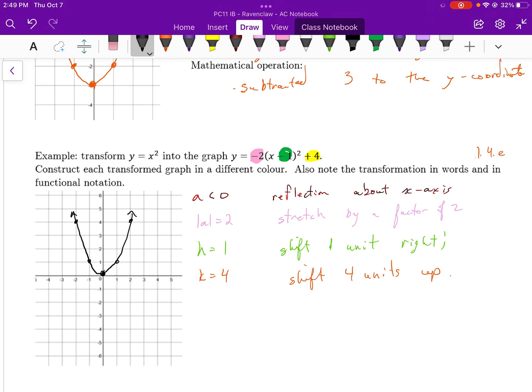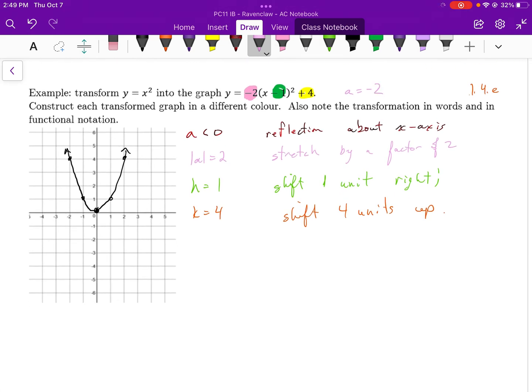Construct each transformed graph in a different color. Also note the transformation in words and in functional notation. So here, I'm just going to pick out a, the coefficient. The value of it was -2. h was 1. k is equal to 4. So I was able to see a, h, and k. Since a is -2, we have to reflect it, and we have to stretch it by a factor of 2.